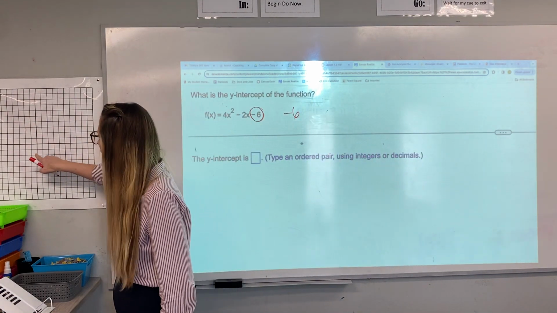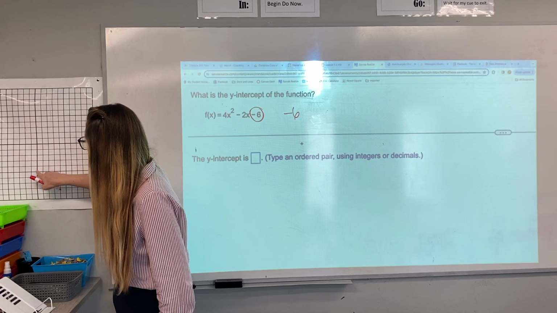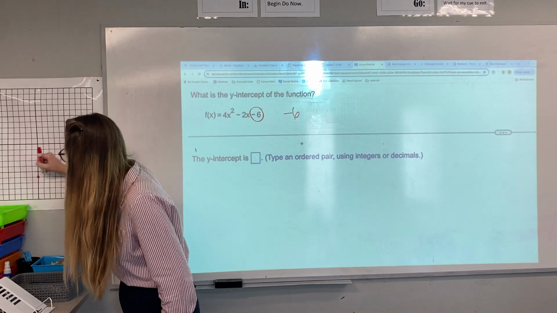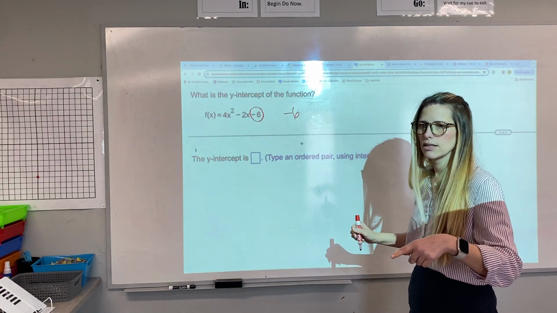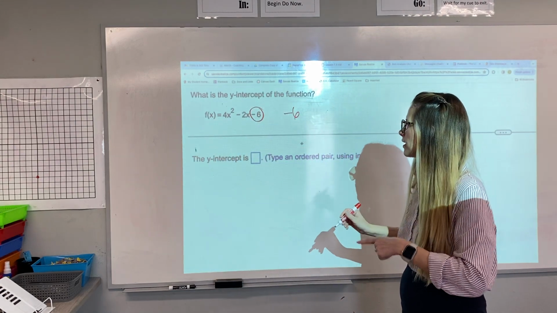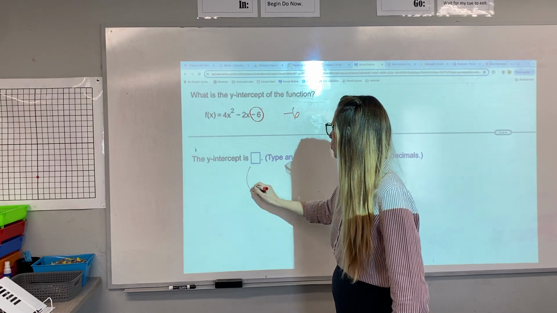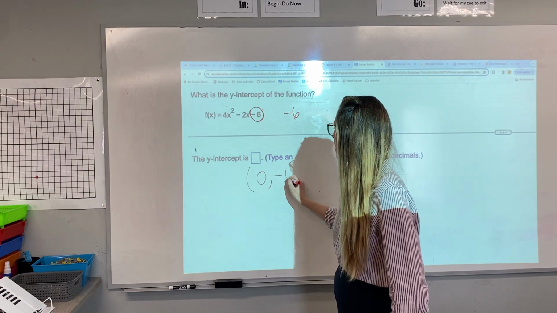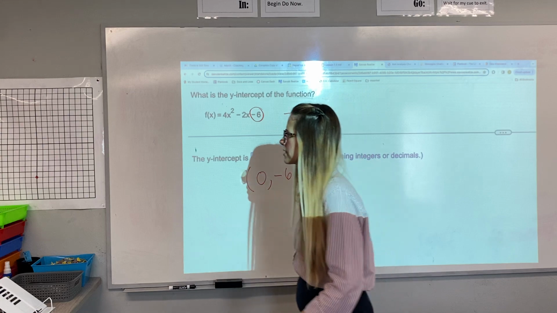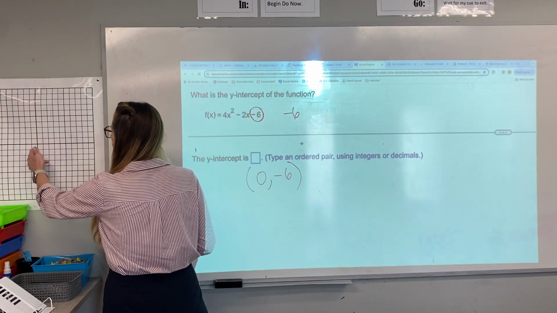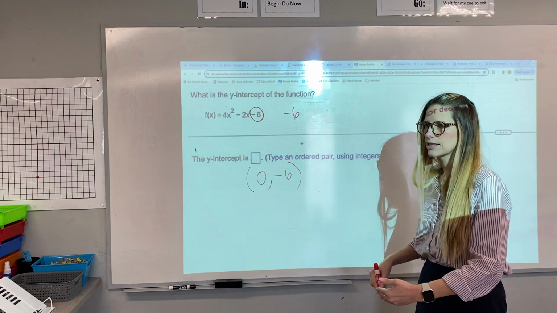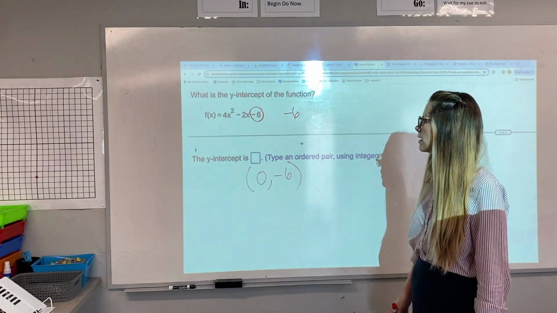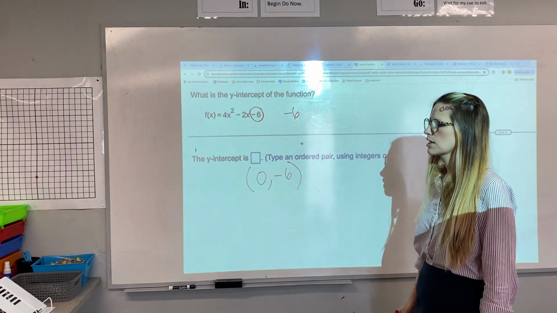-6 on the y-axis: 1, 2, 3, 4, 5, 6. What is the ordered pair for that? Ricky just said it, but I want somebody else to say it. 0, -6, right? So the y-intercept as an ordered pair would be 0, -6. 0 for the x value, because it doesn't move left or right on the y-axis, and -6 to show that it's down 6 on the y-axis. And that's how we type the y-intercept as an ordered pair.